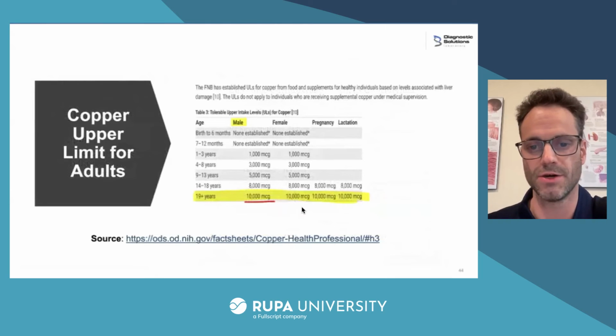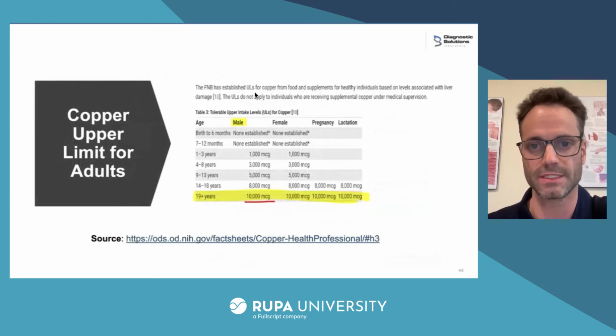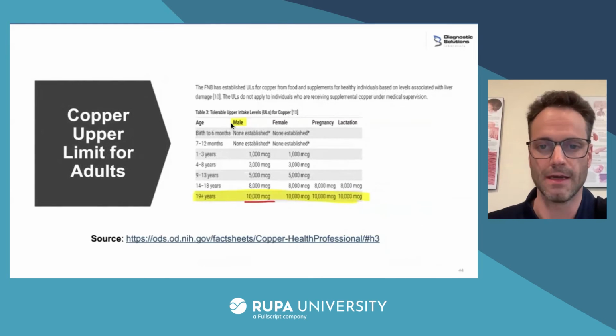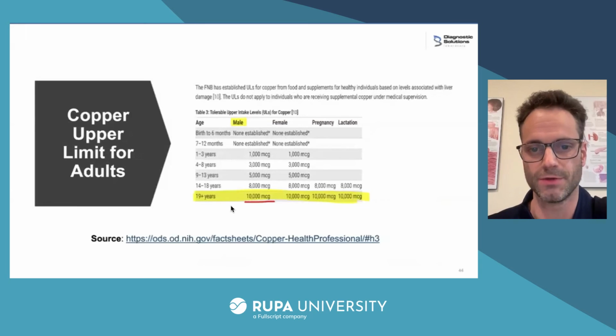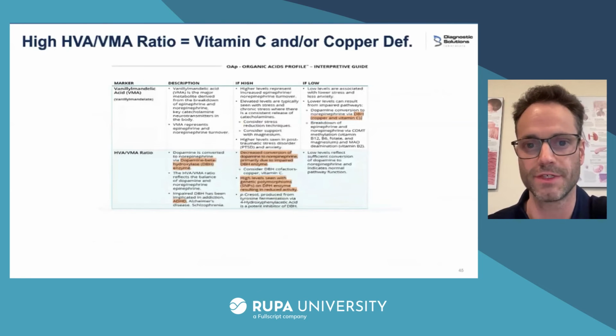And the max dose, this is from the NIH fact sheets, the Copper Health Professional Fact Sheet. You can find this online easily. This is the nutritional upper limit. You don't need to go this high, but you could start out at 2 milligrams or 2,000 micrograms for your adult patients. It has the pediatric ranges too, if you work with peds, the children. And HVA to VMA, vitamin C, and copper deficiency.